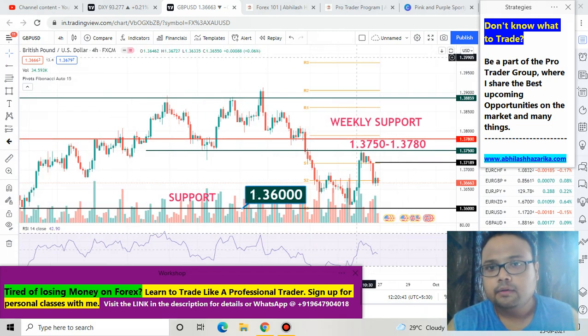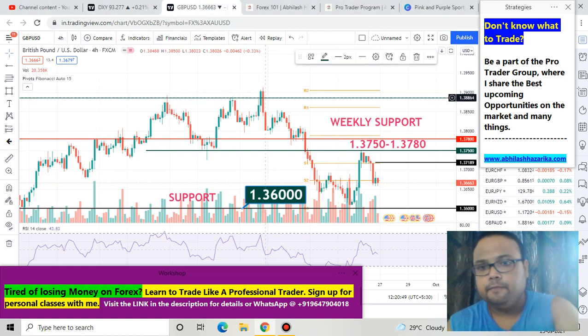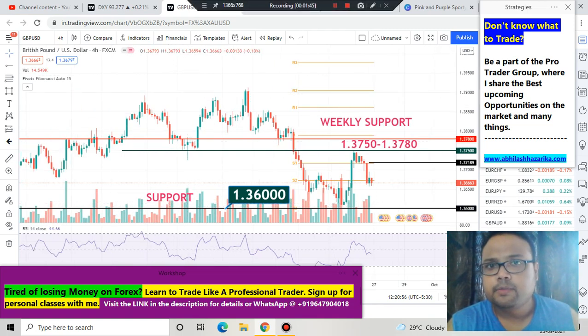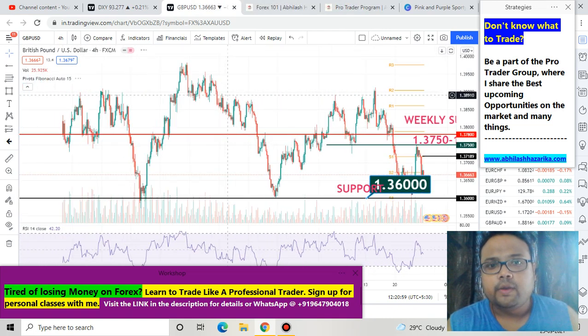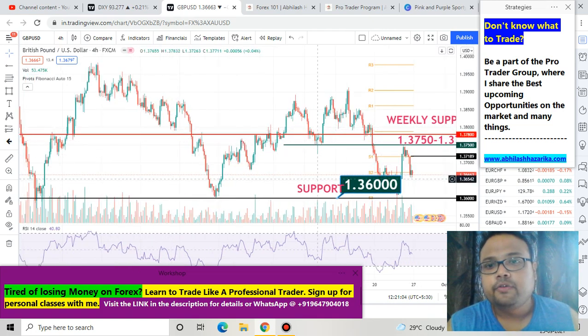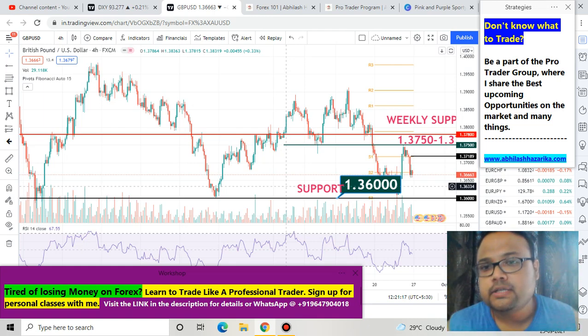And in this market, the most important level on the chart right now is 1.3600, which is the support for the market, or the extreme support I would say, because whenever the market faced severe selling pressure, huge selling pressure, 1.3600 was the level that provided support. In simple words, strong buyers are present at this level, and all the time they are providing support to the market. So 1.3600 is the most important support for the market.